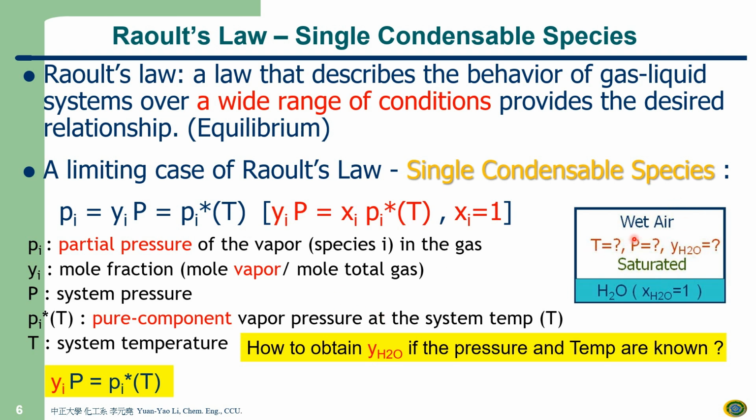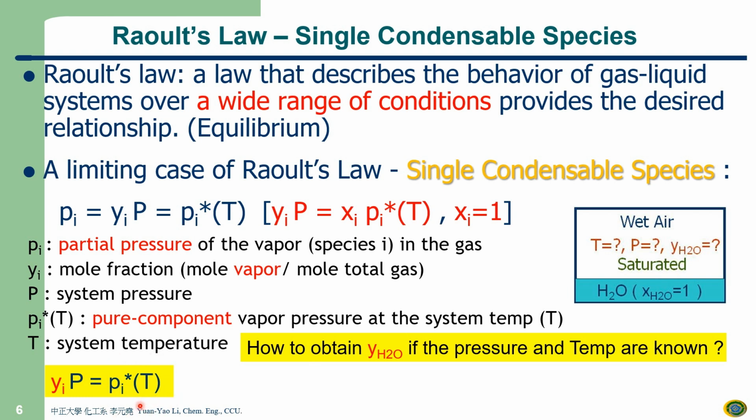I give a very simple case: in this system, if I give you temperature and pressure, can you find the molar fraction y? How do you obtain the molar fraction of H2O if the pressure and the temperature are known? That means you need to apply Raoult's law. I give you the pressure here, and I give you the temperature here. Then you can find the pure component vapor pressure at the system temperature T. So how can you get this?